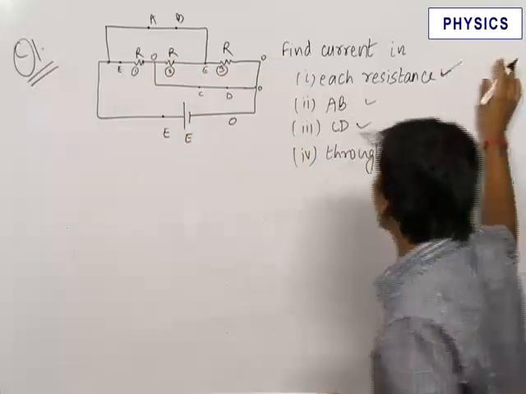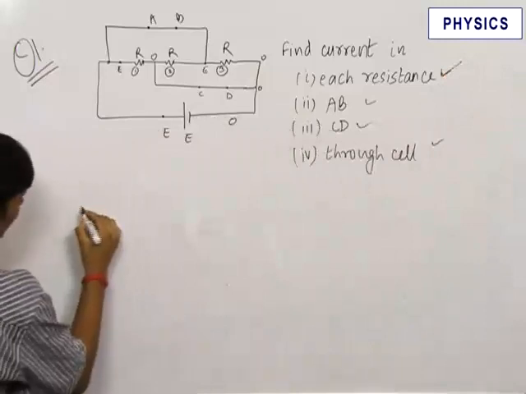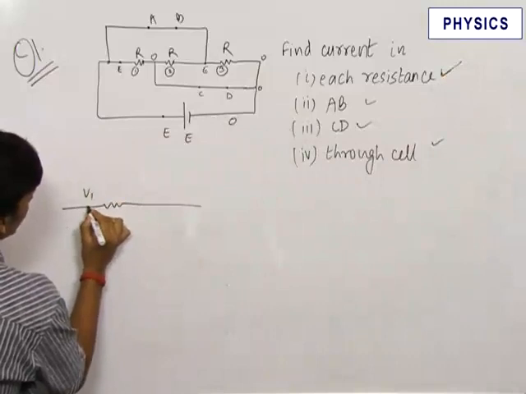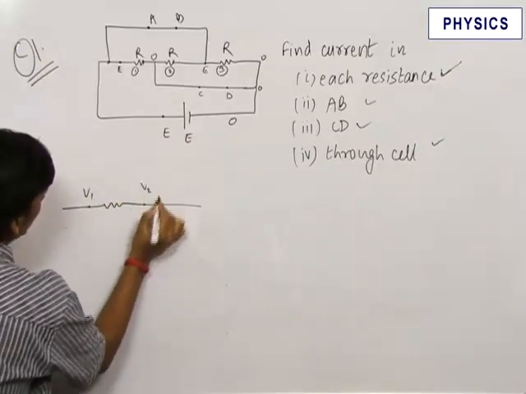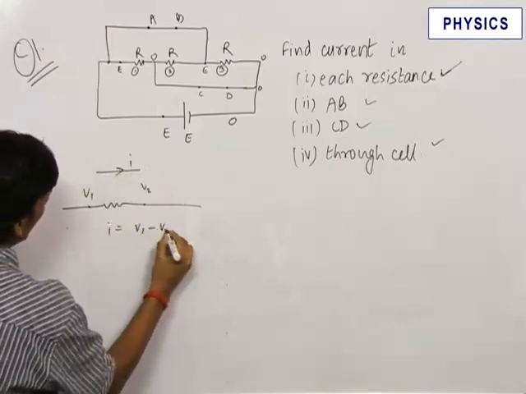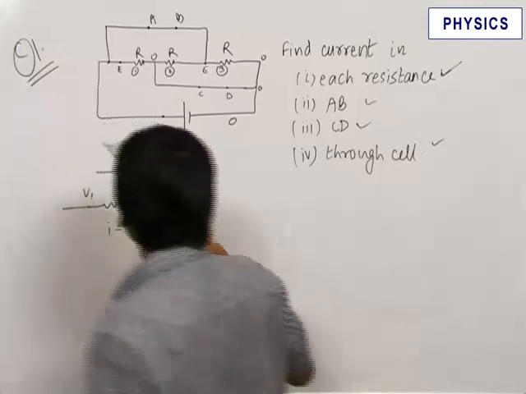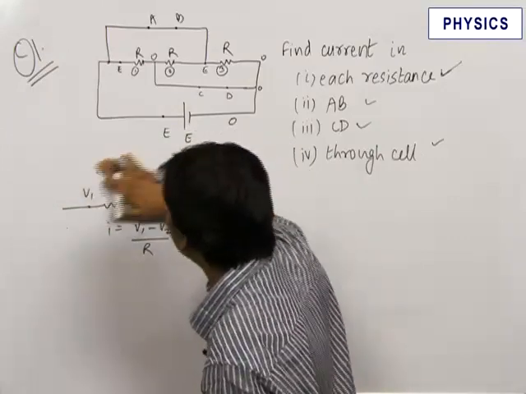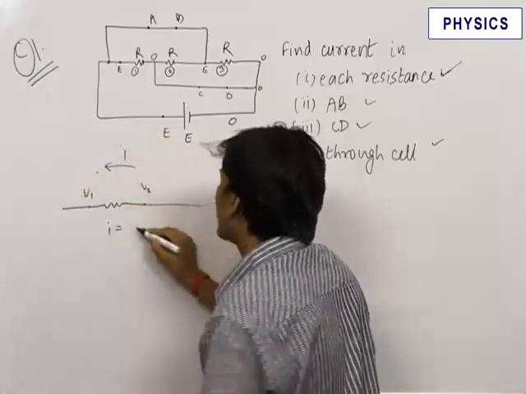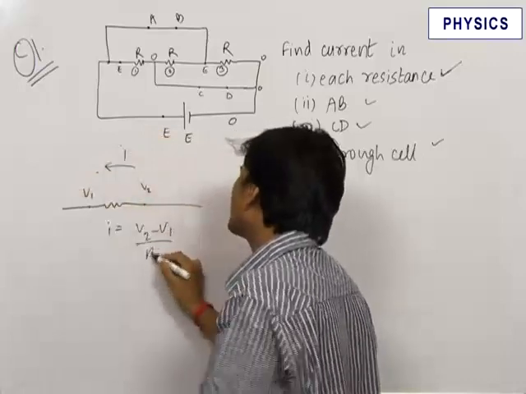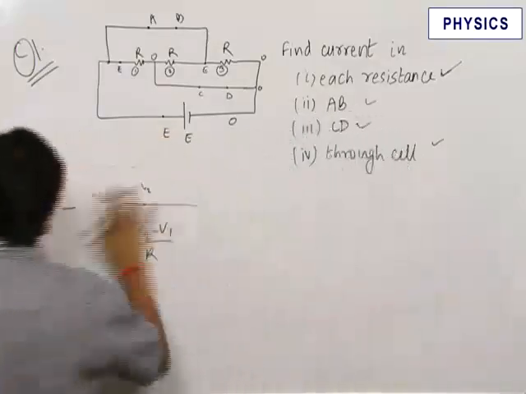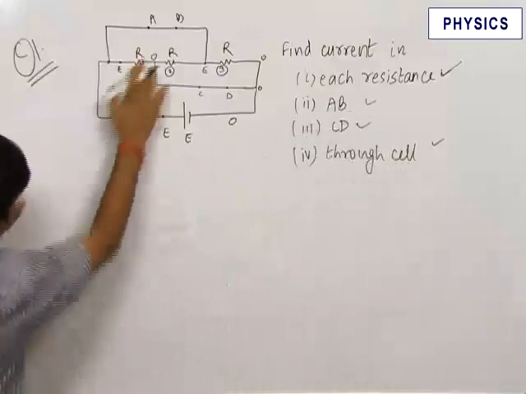Now let us find out the current in each resistance. For a resistance, if the voltage at this point is V1 and the voltage at this point is V2, then the current flowing in this direction I can be written as V1 minus V2 upon R. If we would have assumed current in the other direction, then we would have written it as V2 minus V1 upon R, because in a resistance the current always flows from high potential to low potential. So using this logic, let us solve it over here.